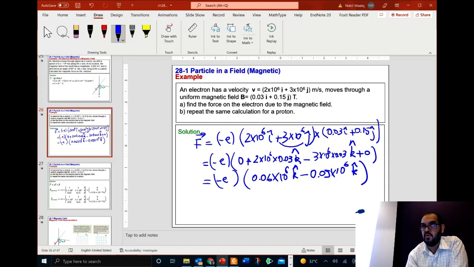and you can do the multiplication. So 0.06 minus 0.09, so it will be minus E times minus 0.03 10 to the power 6 K.